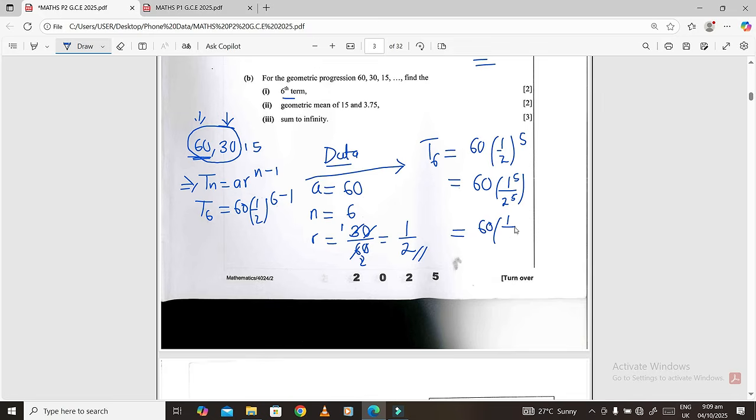Okay, here it's 1 over 32, because 1 times 1 times 1 times 1, 5 times, we're getting a 32. So now here, this will be 60 over 32, which of course will give us 15 over 8. This is our answer. So our answer for question B1 is 15 over 8.